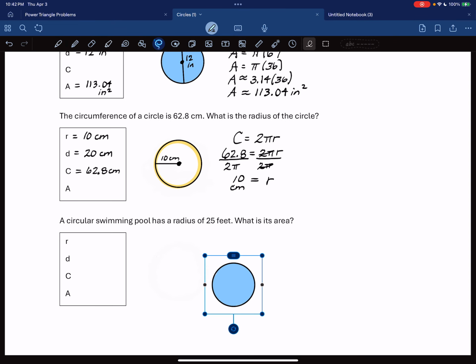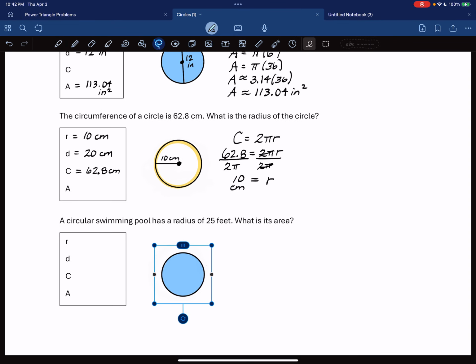A circular swimming pool has a radius of 25 feet. So I'm going to do a weird one this time. I'm going to go from this angle. Well, I thought I was. I guess I'm not. Let's do it this way. I'm just trying to move radius around so that you can see that it can be anywhere. Still works. So 25 feet.